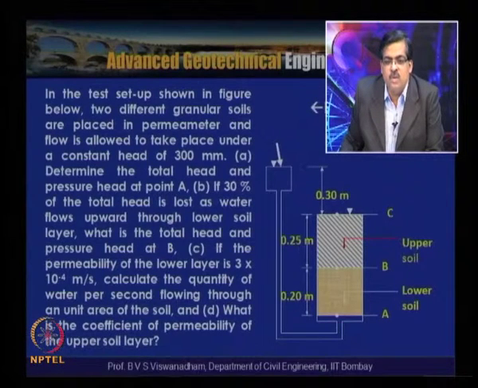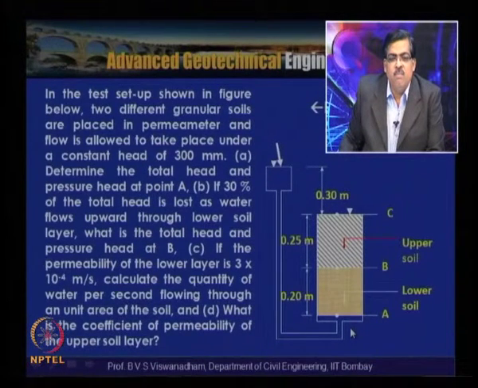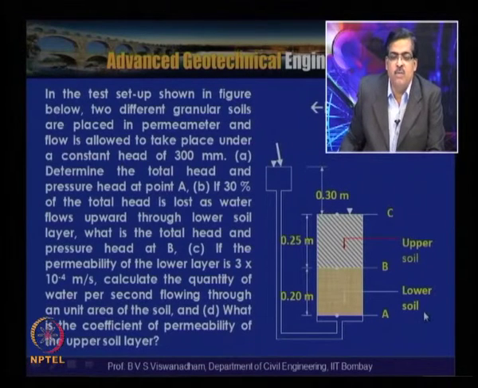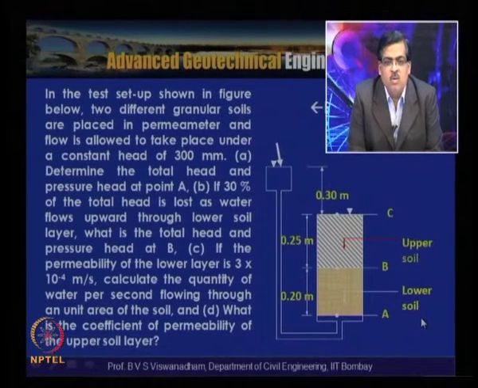So, water flows vertically up in this direction, because this limb is maintained at this level. If the permeability of the lower soil layer is 3 into 10 to the power of -4 meter per second, calculate the quantity of water per second flowing through the unit area of the soil, and what is the coefficient of permeability of the upper soil layer. Lower soil layer permeability is given, so this problem is very interesting, and you can attempt it based on the concepts we discussed in this module.